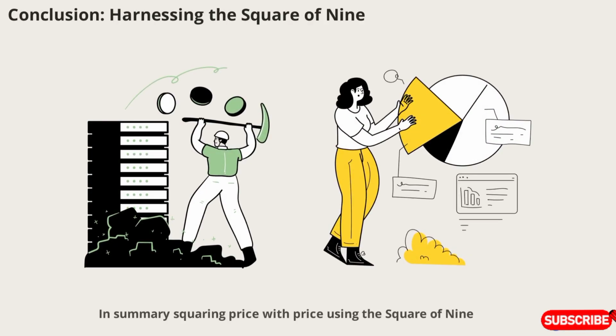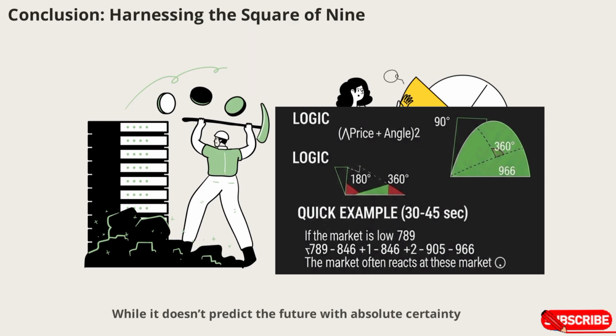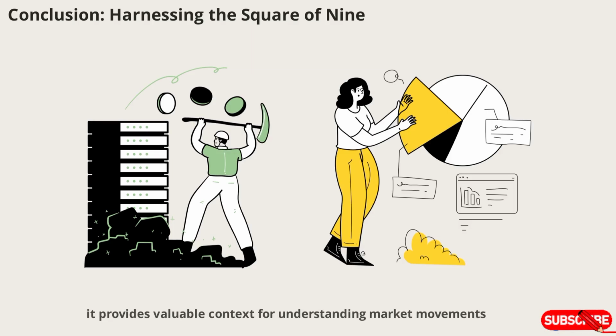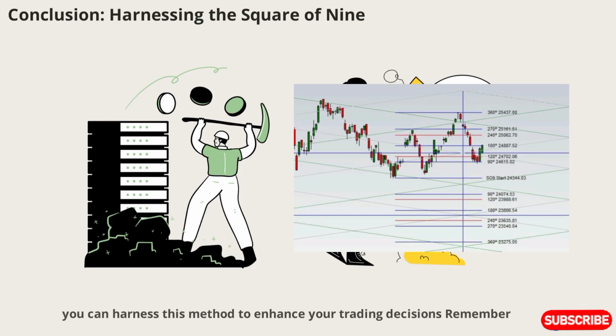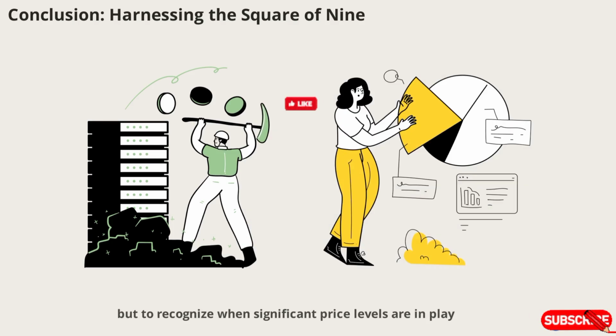In summary, squaring price with price using the square of 9 is a powerful technique for identifying support and resistance levels. While it doesn't predict the future with absolute certainty, it provides valuable context for understanding market movements. By focusing on major pivots, choosing the right angles, and maintaining a flexible approach to accuracy, you can harness this method to enhance your trading decisions. Remember, the goal is not to predict the future, but to recognize when significant price levels are in play.